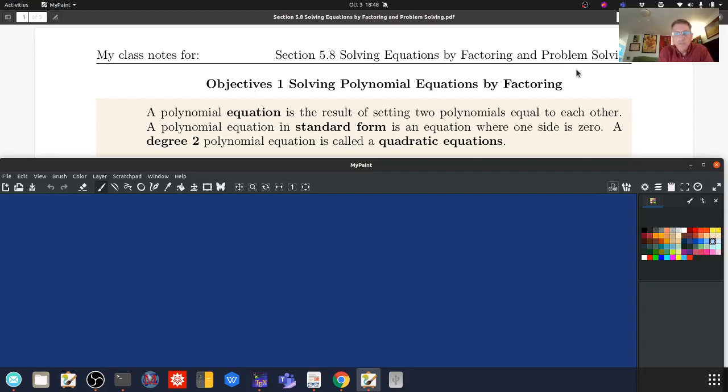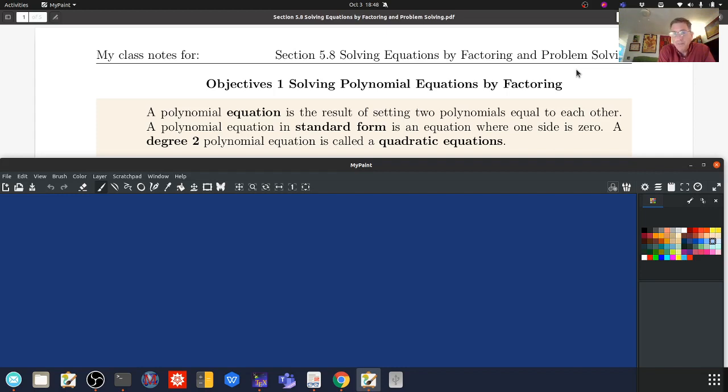So let's do section 5.8. We're going to solve polynomial equations by factoring. And this is a really important part. Many students, when they're asked to factor a polynomial, will try to solve for x.